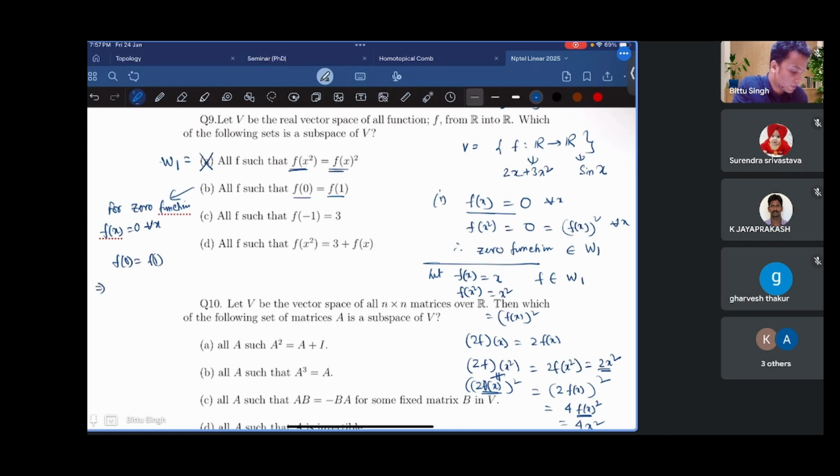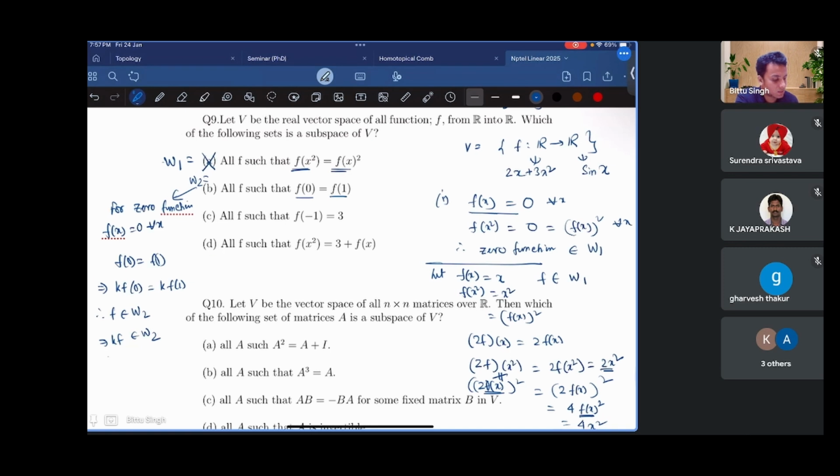It will mean k times f0. This is the same as k times f1. So therefore f belongs to W2. Let us denote it by W2. f belongs to W2 will imply scalar multiplication also belongs to W2. So it is closed under scalar multiplication or scaling, this is true in this case.